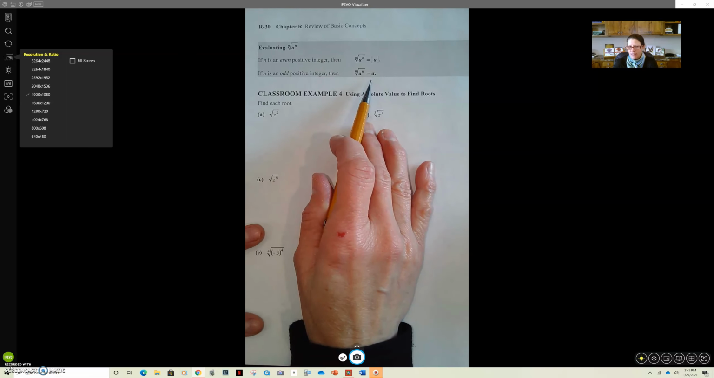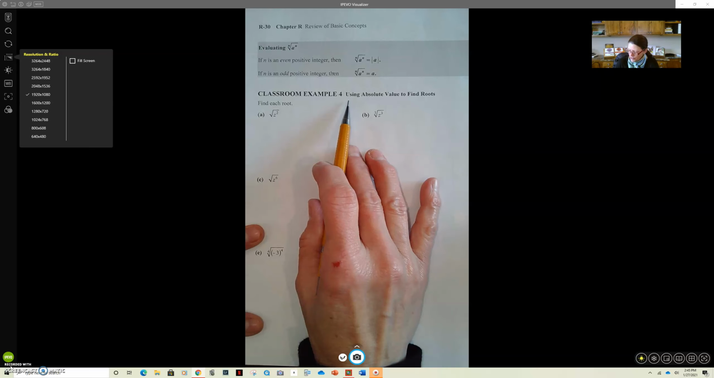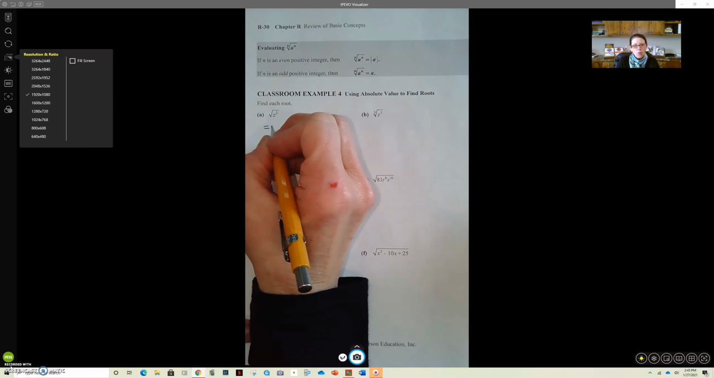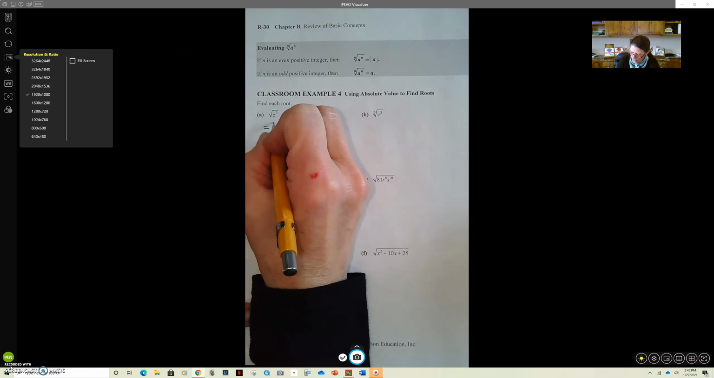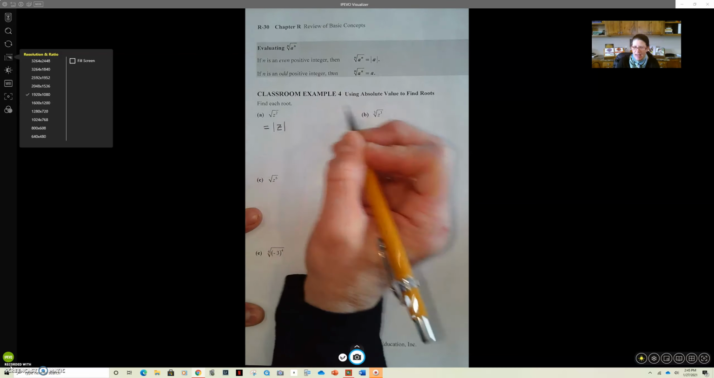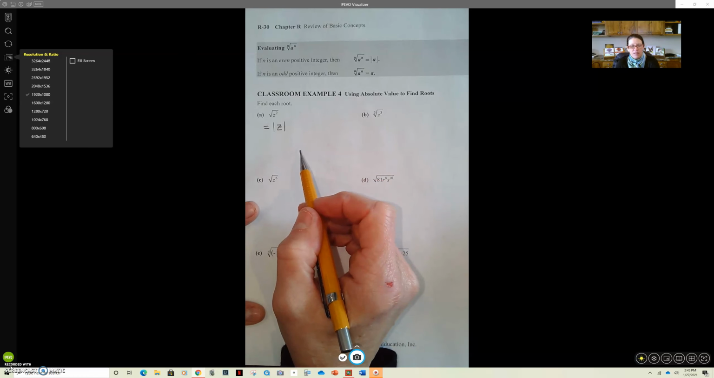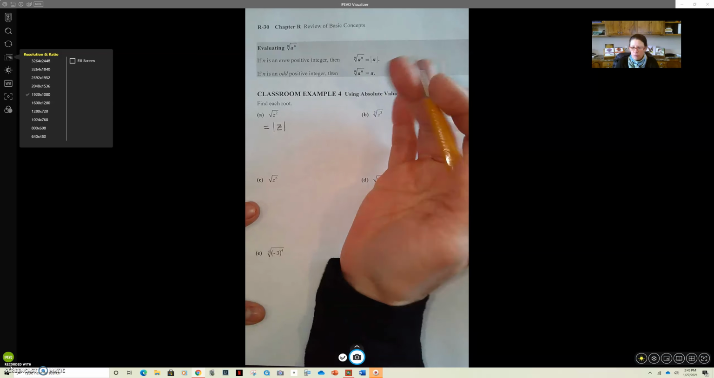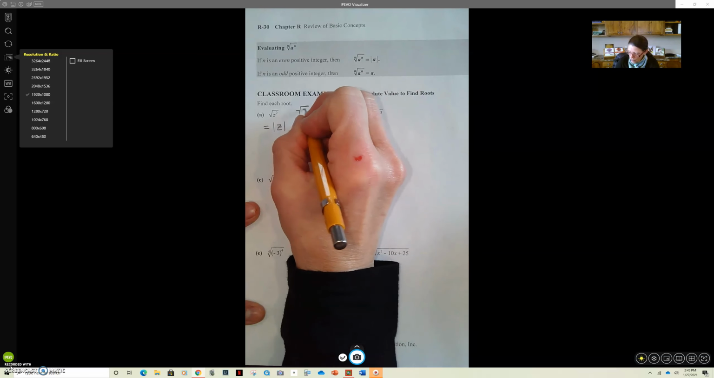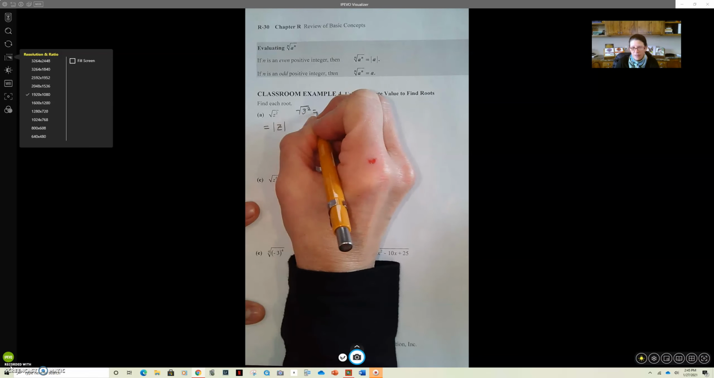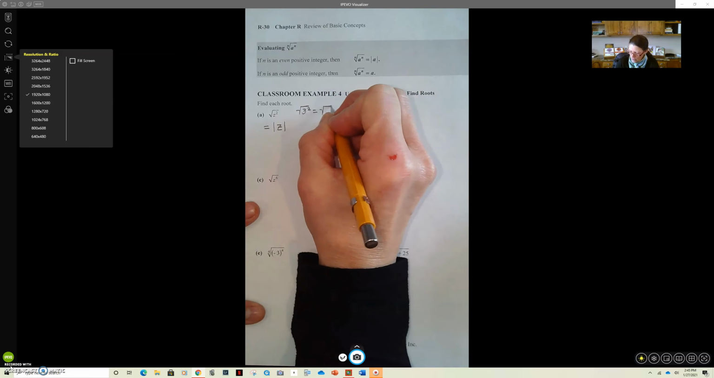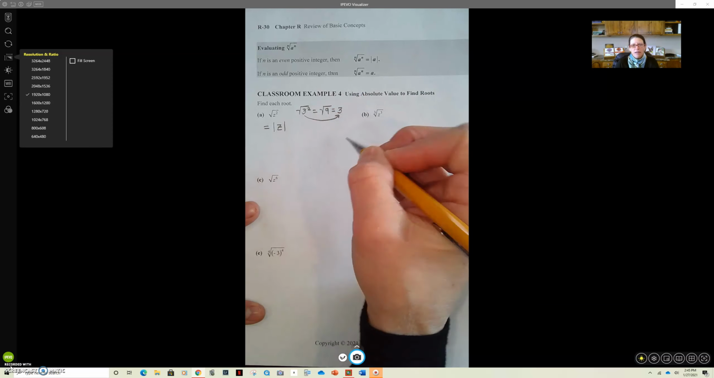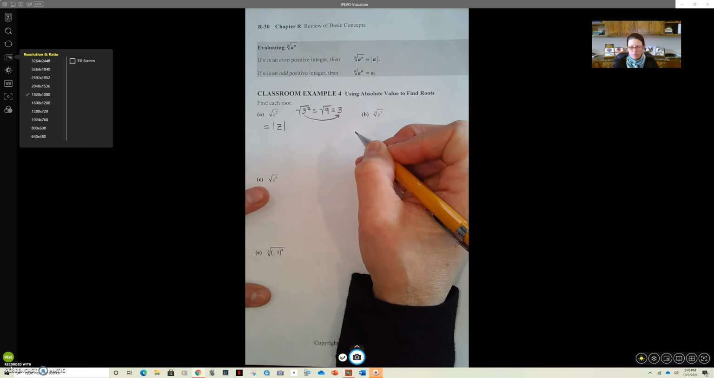Let's make some sense of this via an example. In classroom example 1, we're going to find each root. In part A, we've got the square root of z squared, which is the absolute value of z. Now, why is that? Well, let's think of a couple of numbers here. The square root of a positive number, say 3 squared, is the square root of 9, or 3, which gives the same number we started with, correct?